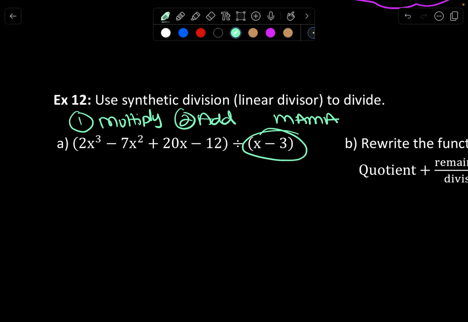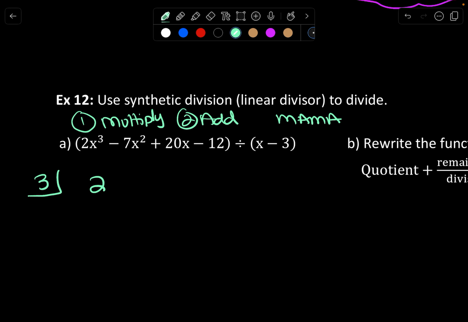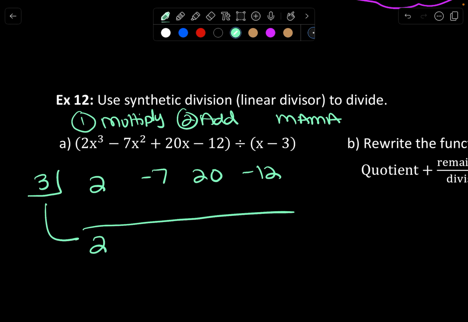So we're going to use the solution for this factor, which is 3. And then we're going to use the coefficients from each of the terms. You still need to think of your 0 placeholders, but we don't have any in this one. So we'll have 2, -7, 20, -12. We'll bring down the 2, multiply 2 times 3, so we get 6, and we are adding here. -7 plus 6, we get -1. 3 times -1, we get -3, so we're left with 17. 3 times 17, we get 51. -12 plus 51, we'll get 39.